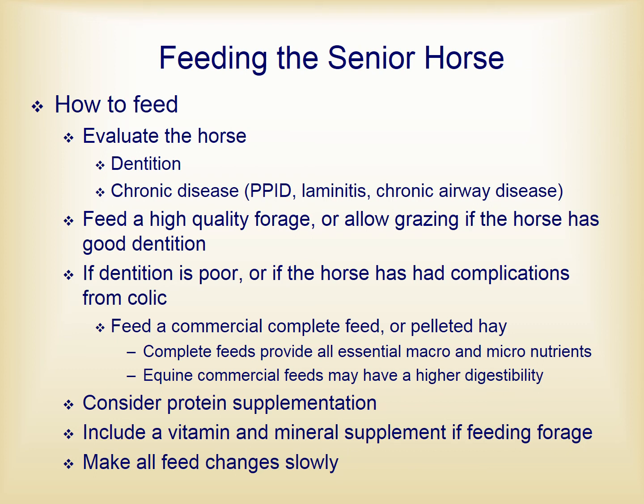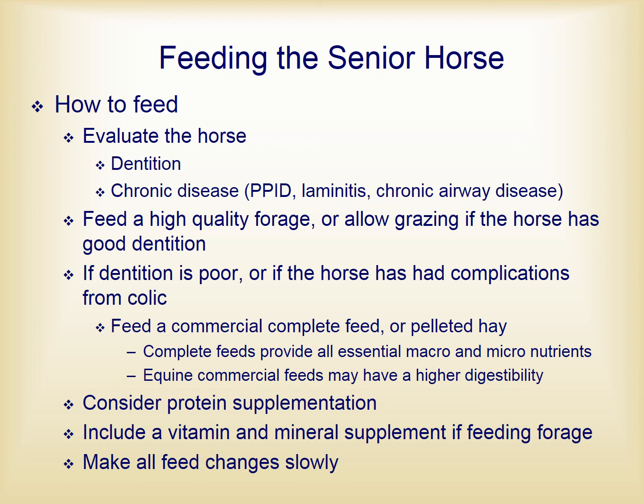Many senior horses, if they've worn down their incisors with cribbing, may not be able to bite off blades of grass in a pasture. So pasture grazing may not be ideal for all senior horses. You'll have to evaluate each horse individually and decide what seems most appropriate. If you have a senior horse with poor dentition, or if the horse has had complications from colic, then it's reasonable to consider feeding a commercial complete feed or a pelleted hay.